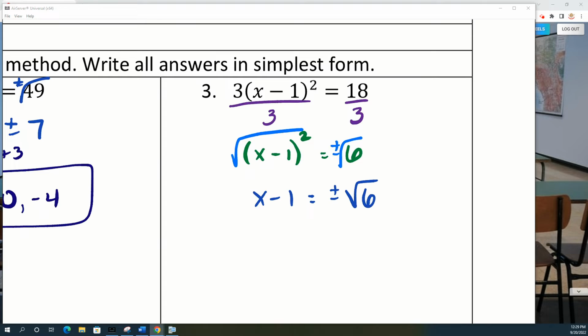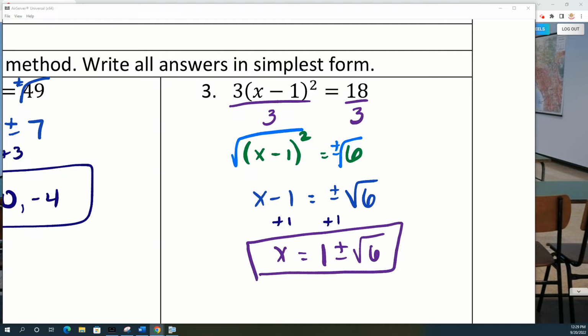All right. And then we just have that one more step. Because this is an x minus 1, we're going to add 1. Now, can you add 1 to the square root of 6 and get the square root of 7? You cannot. So that 1 is just going to go in front of the plus or minus, and then the square root of 6 is going to go after it. And those are your answers: 1 plus the square root of 6 and 1 minus the square root of 6.